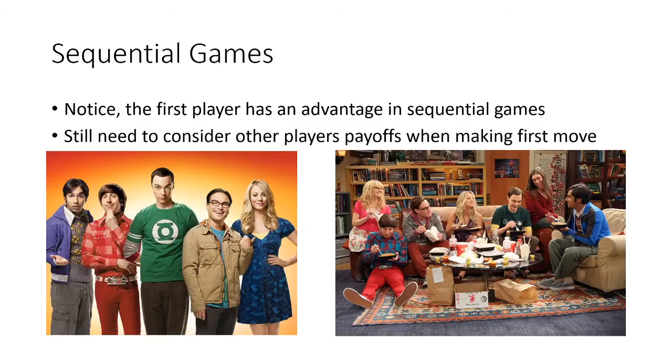So notice in that game, the first player has an advantage, and that's the case in most sequential games. But the first player still has to consider the other player's payoffs when making the first move. Okay? So unlike the decision matrix, we now have a decision tree. And in the decision tree, the first player needs to consider what the other people are going to take to optimize what they should do in their first move. So that was a game where the first player has an advantage.